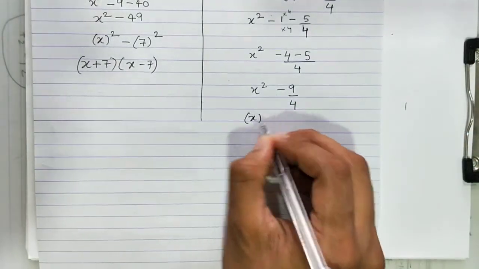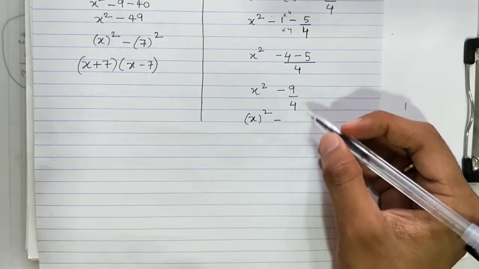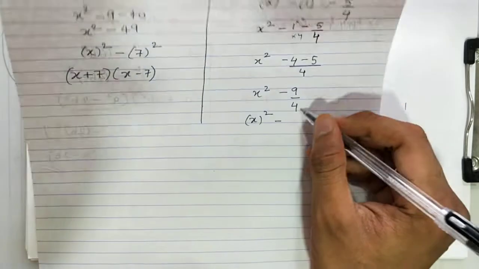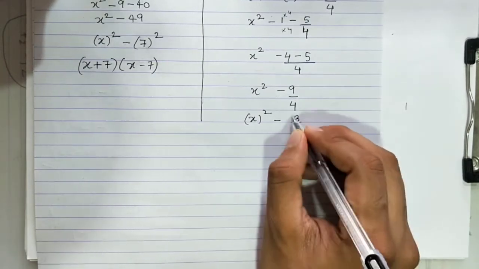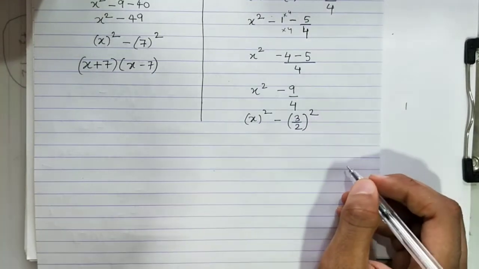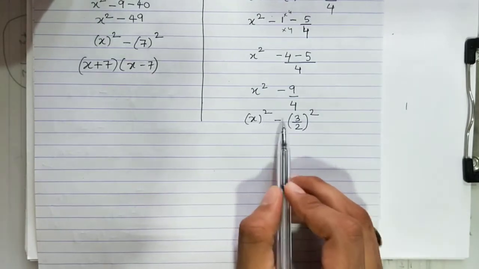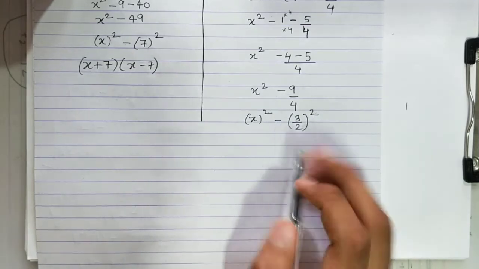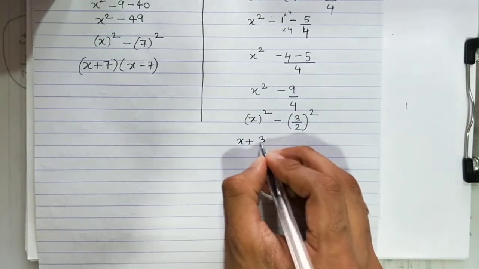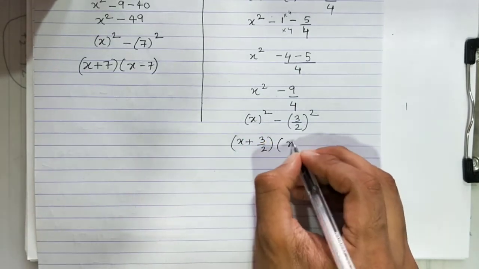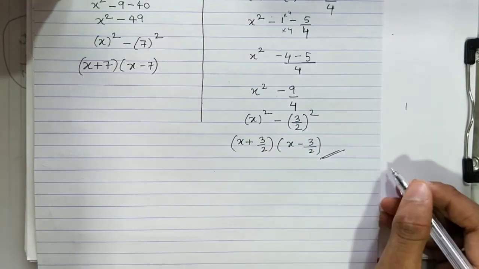Now further, x square can be written as x the whole square minus 9. 9 is the square of which number? 3. 4 is the square of 2. So I can write this as 3 upon 2 the whole square. Now again I have the first bracket square minus second bracket square. So add both the brackets, subtract both the brackets. So this will become x plus 3 upon 2, x minus 3 upon 2. This is the answer.